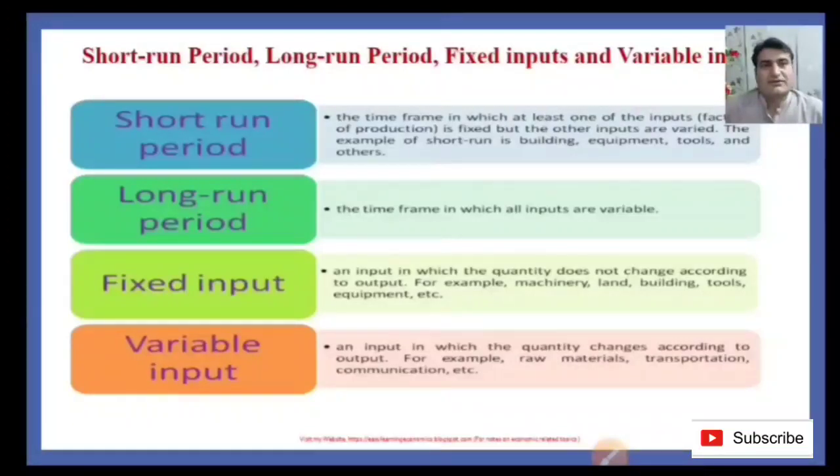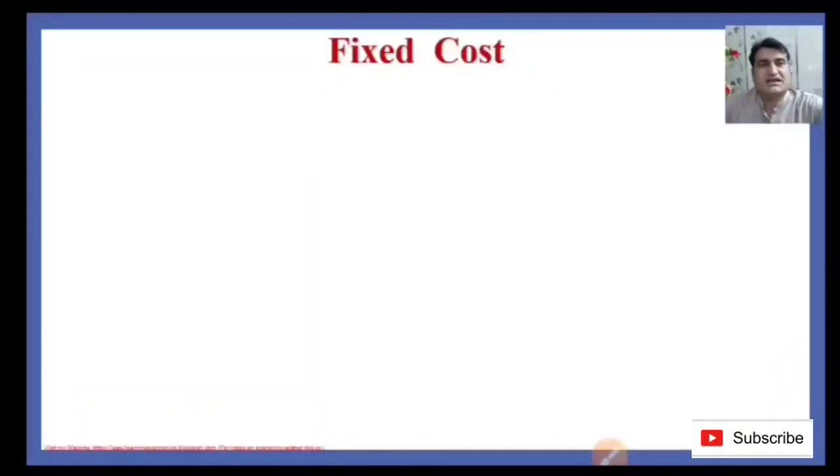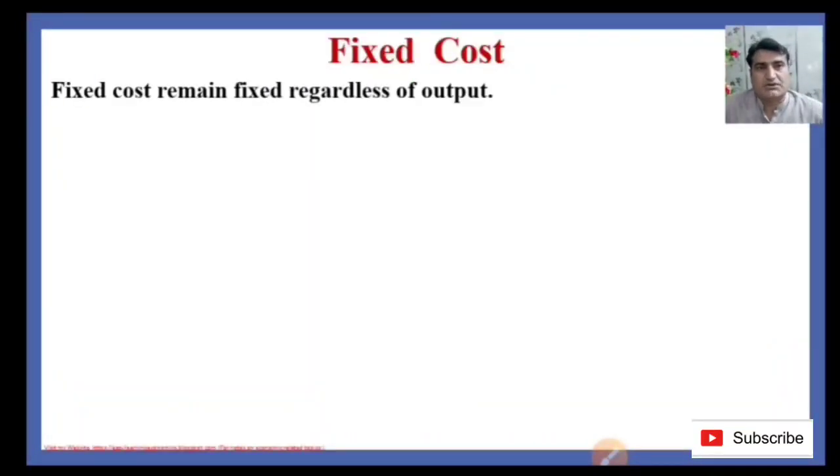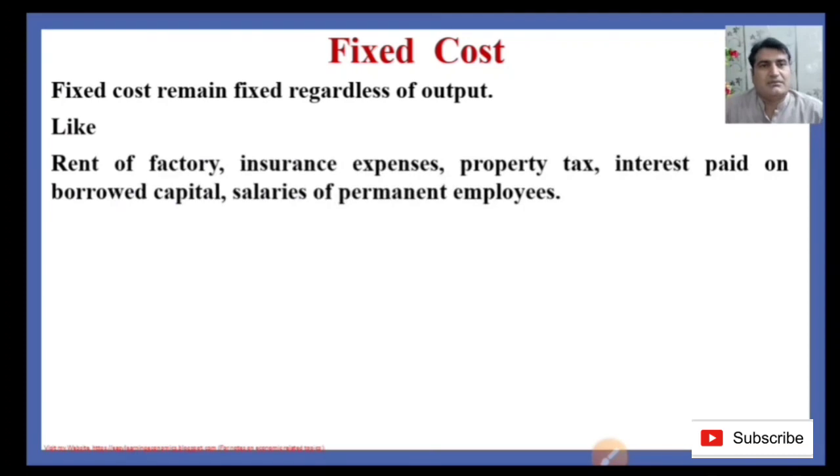So here we are going to start the cost. As we know that all costs are variable in the long run, we define cost initially on the basis of the short run. What is fixed cost? How can we define the fixed cost? Fixed cost remains fixed regardless of output. So whatever the level of output, the cost remains the same, like the rent of the factory, insurance expenses, property tax, interest paid on borrowed capital, and salaries of permanent employees that remain fixed.